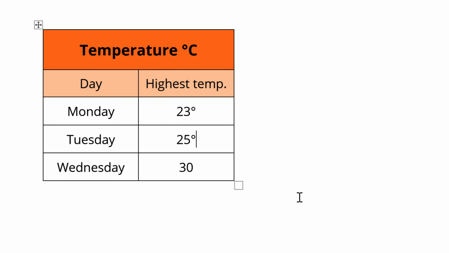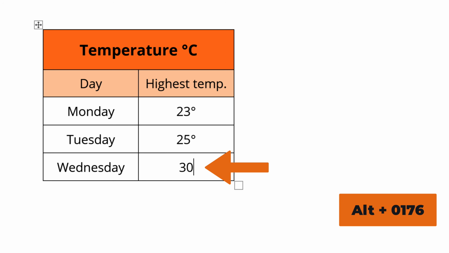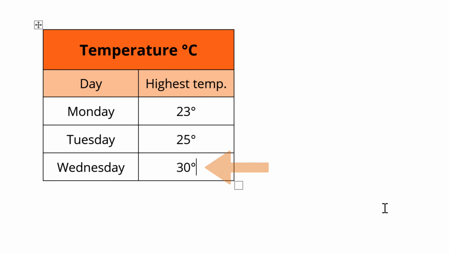The second way to insert a degree symbol is by using a keyboard shortcut. Place the cursor where you want to insert the degree symbol, and on your keyboard, press Alt plus 0176. Please keep in mind that this method works only for keyboards that include a 10 key.